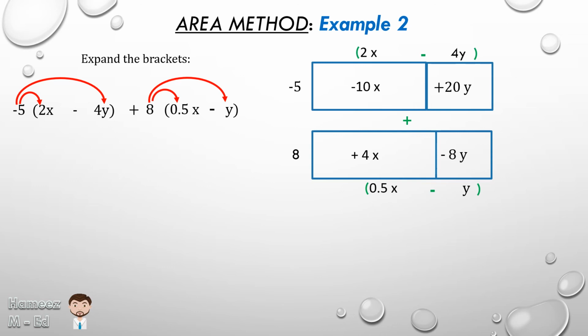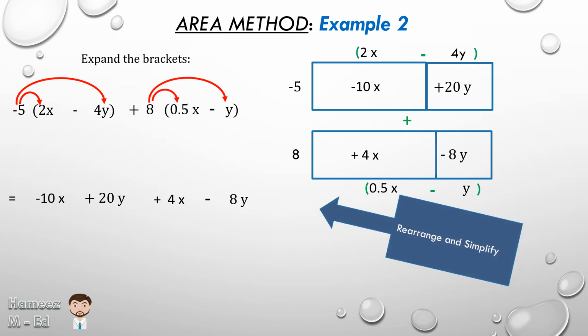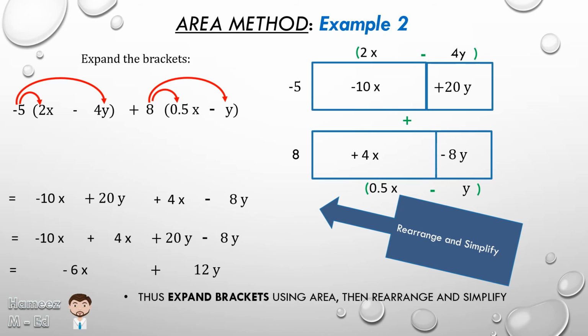So now we have the four terms, minus 10x plus 20y from the first two rectangles, and plus 4x minus 8y from the second two rectangles. So we have four terms, two of which are x's and two of which are y's. So we can rearrange and simplify just as we did previously. That will give us minus 10x plus 4x plus 20y minus 8y. And we solve by writing minus 6x plus 12y. Therefore, we expanded the brackets using the area method, then rearranged and simplified.